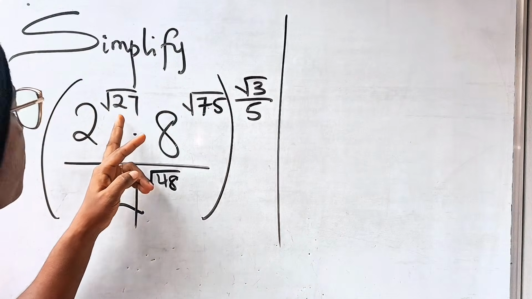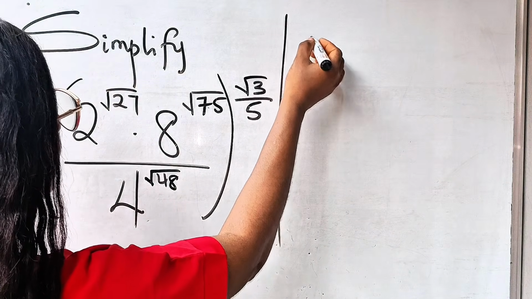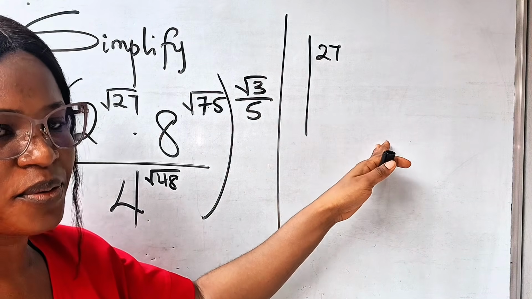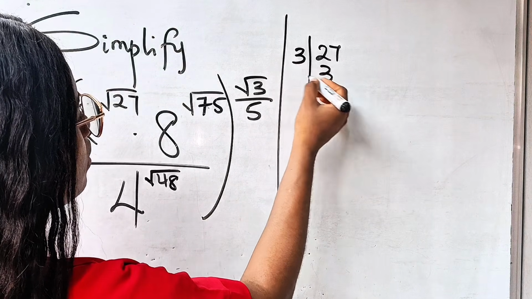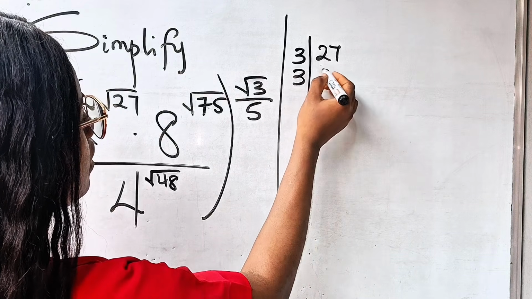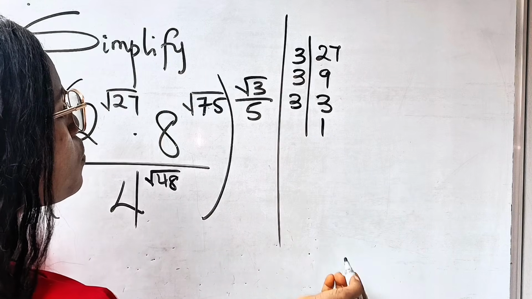So we start from root 27. To simplify that, I'll draw a line. I believe you're going to learn this. It's a new one. You're going to learn it. Okay. So 3 can divide this to give us 9, 3 will go into this to give us 3, and 3 will go into this to give us 1.